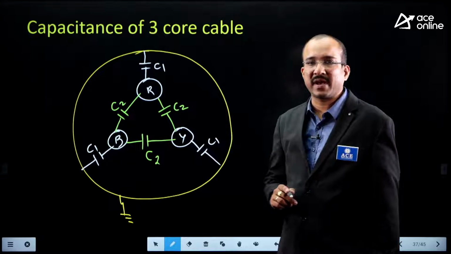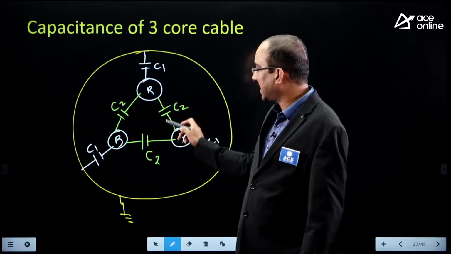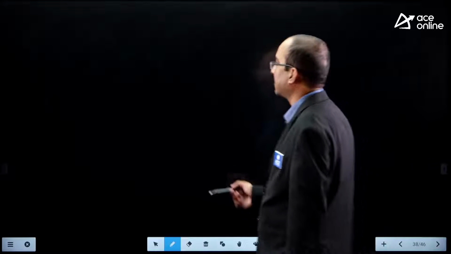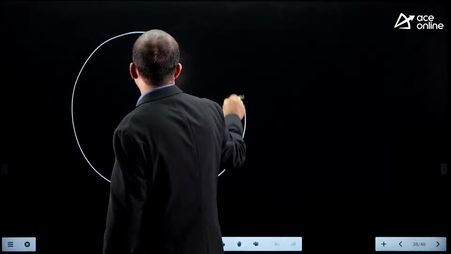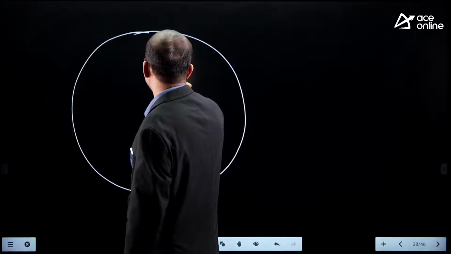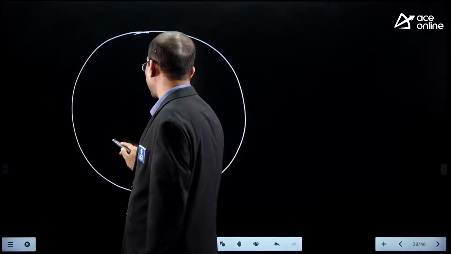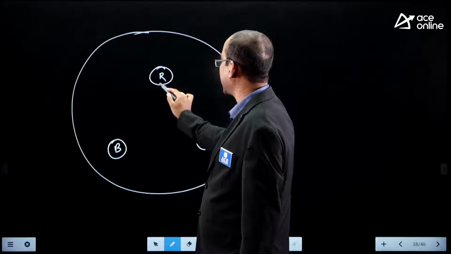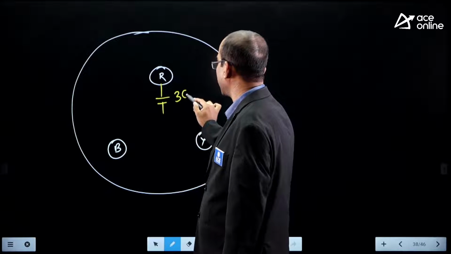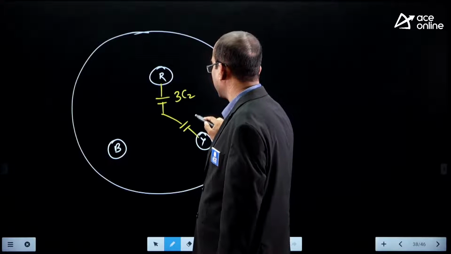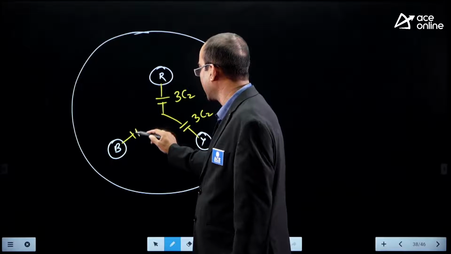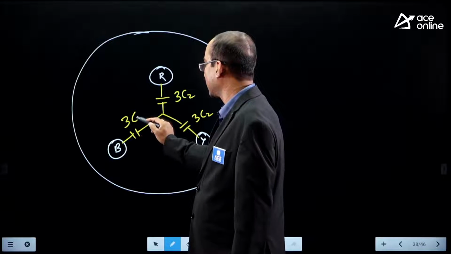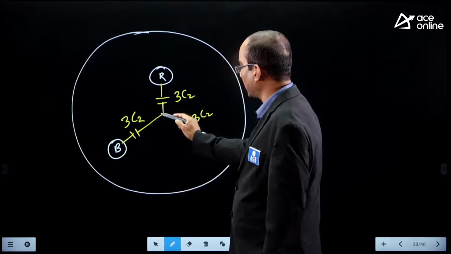For calculation of capacitance per phase, we convert this delta connected capacitor into star equivalent. So how do you convert delta into star? By converting the delta into star, here you have R phase, Y phase and B phase. Whenever you convert the delta to star, it can be represented as 3C2, and this is 3C2. Now this is at the neutral point.